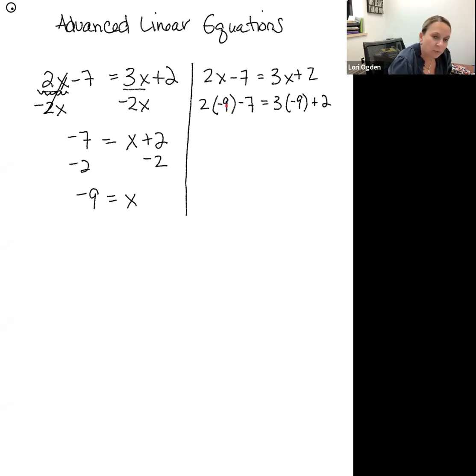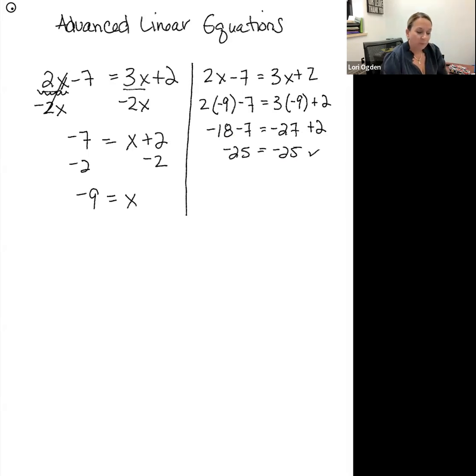Okay, and now I have to follow order of operations. So I have to multiply first. So 2 times negative 9 is negative 18. 3 times negative 9 is negative 27. And now I'm going to add, and I should get the same number on both sides. So negative 18 and negative 7 is negative 25. And negative 27 and a positive 2 is negative 25. So we are correct. When x is equal to negative 9, this equation is a true statement.